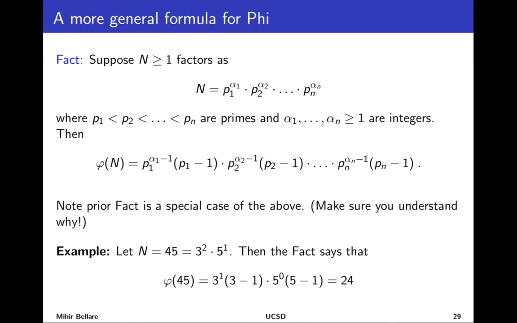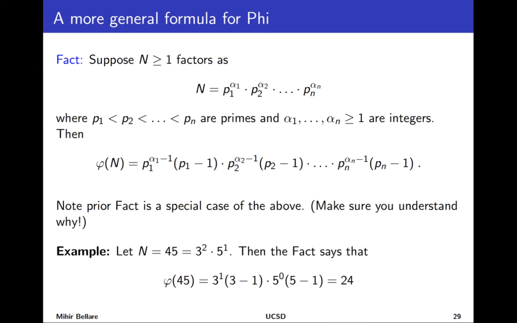It's sometimes useful to have a generalization of this. If n has more than 2 factors, in general it factors as the product of prime powers, p1 to some power alpha 1, p2 to some alpha 2, where all the pi's are distinct primes and the alpha sub i are positive integers. Then phi of n is the formula here. And you can see that our prior slide formula is just a special case of this when the number of primes is 2 and alpha 1 equals alpha 2 equals 1.